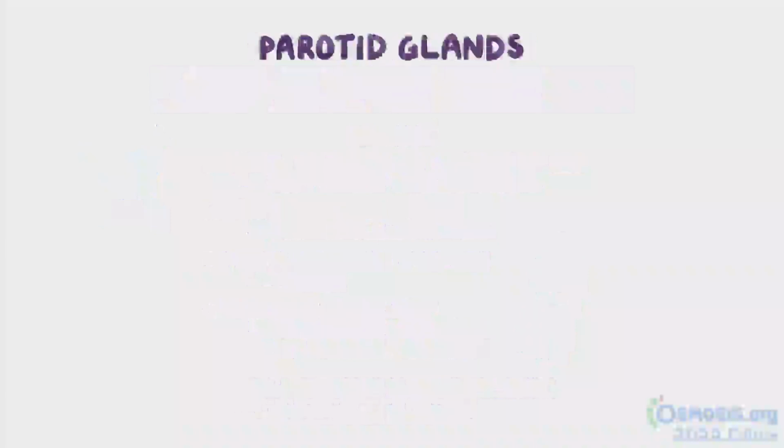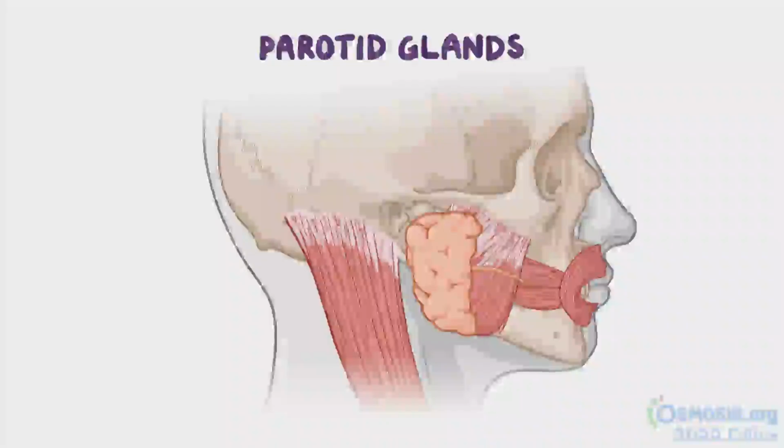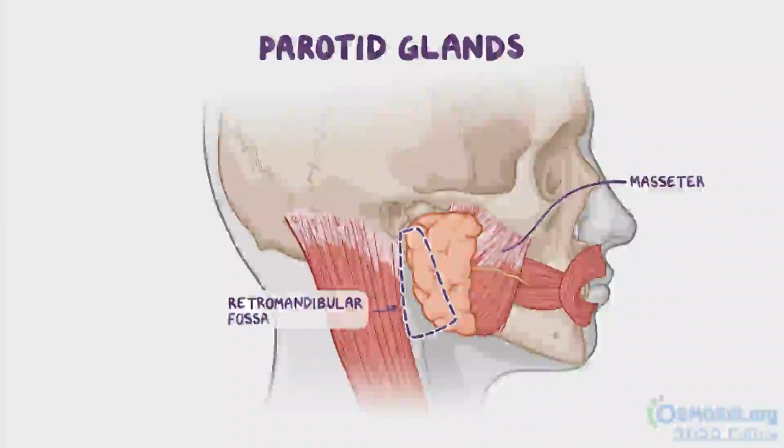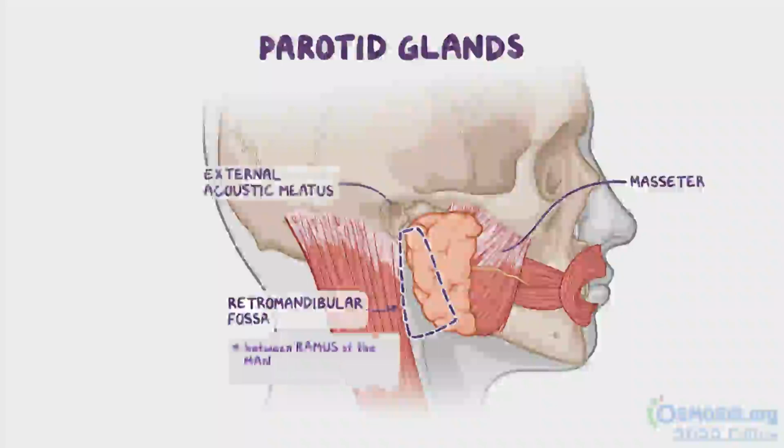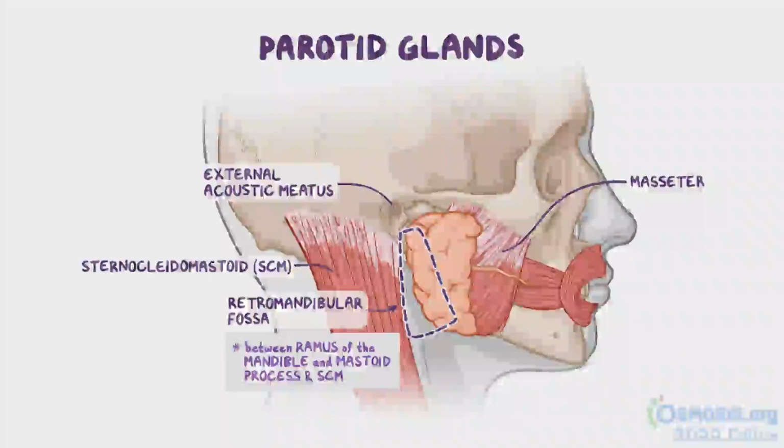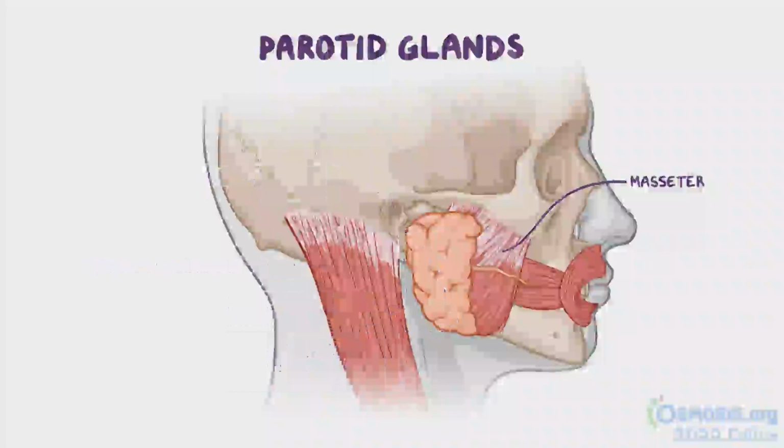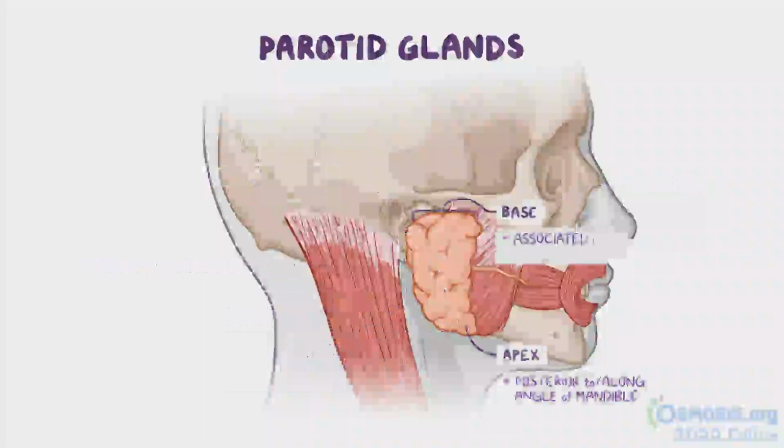The parotid glands are the largest of the three paired salivary glands. Superficially, each parotid gland is triangular in shape, where it sits upon the masseter muscle. However, most of the parotid gland actually sits in the retromandibular fossa, antero-inferior to the external acoustic meatus, where it is wedged between the ramus of the mandible and the mastoid process and sternocleidomastoid muscle posteriorly. Its apex is situated posterior to, or along, the angle of the mandible, while the base is associated with the zygomatic arch.